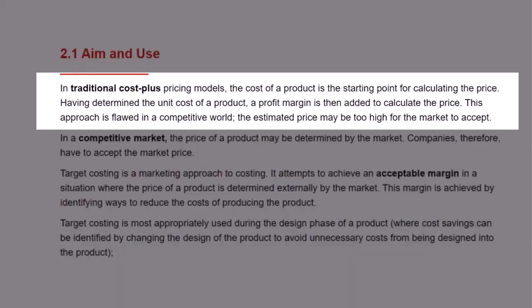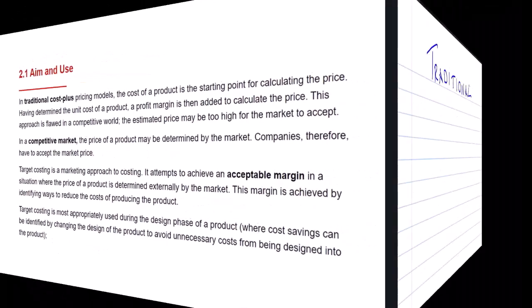To understand target costing, we have to go back in time to the quote-unquote traditional era. This is roughly the 1970s and earlier. Back in this era, cost plus pricing was a predominant tool for companies to use when they were setting a price for their products. Let me take you through this.